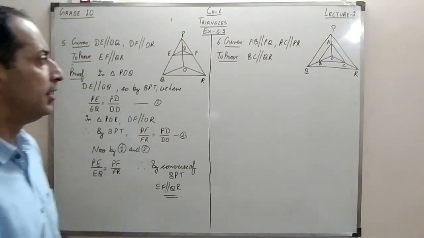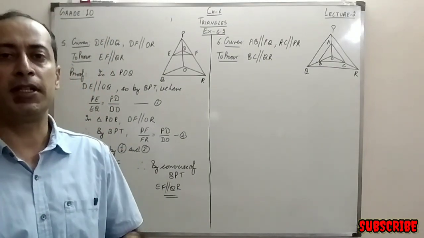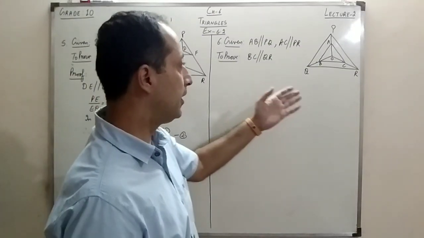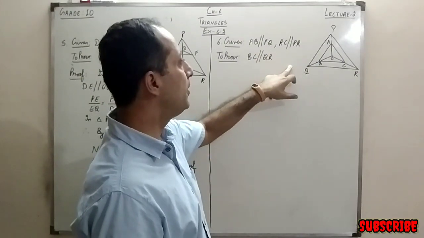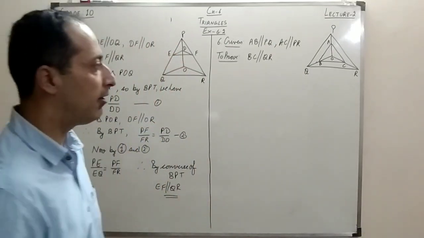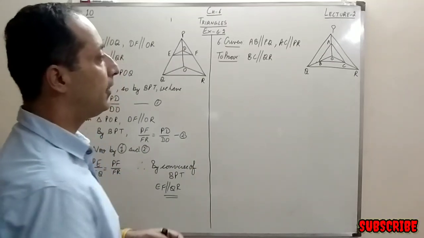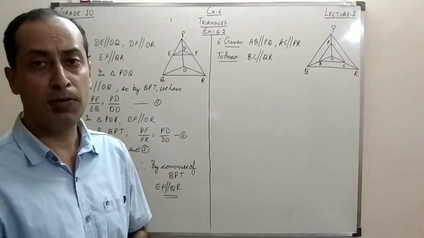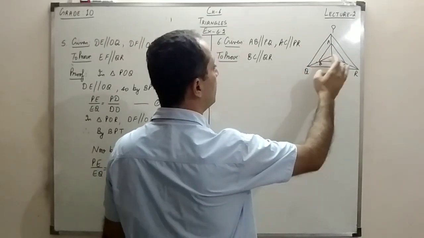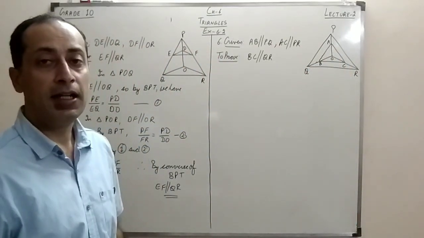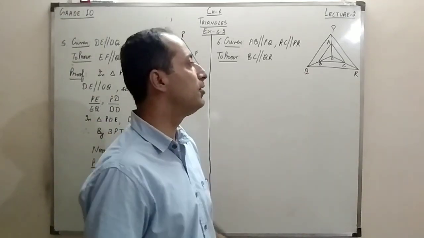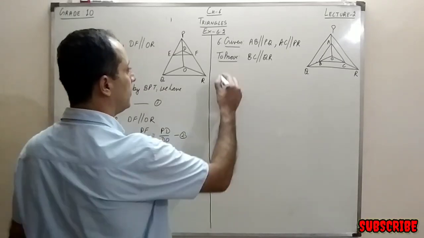Now the sixth question is almost similar, but the design of the triangle which is given to us is a little bit different. In this figure, it is given that AB is parallel to PQ, AC is parallel to PR. What we have to prove is BC is parallel to QR. Again, if I go backward, to prove that BC is parallel to QR, I will have to prove that OB upon BQ is equal to OC upon CR. Again, we can find some intermediate for these two. So let's see the proof.